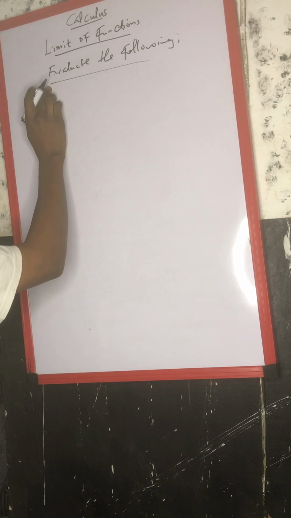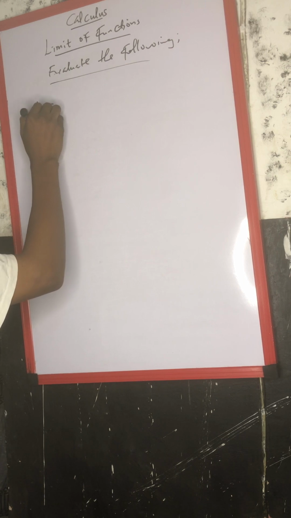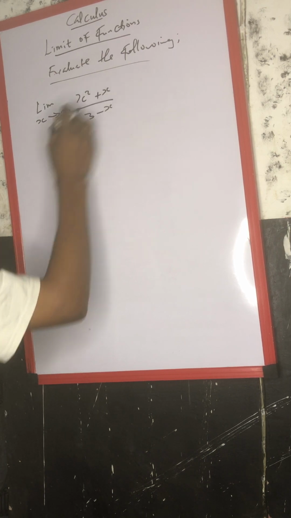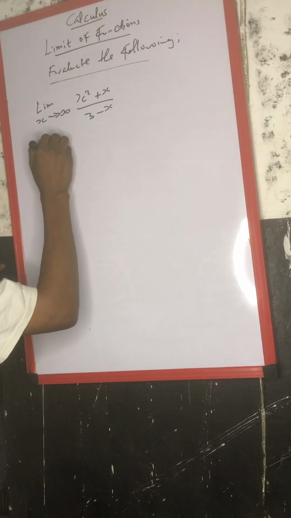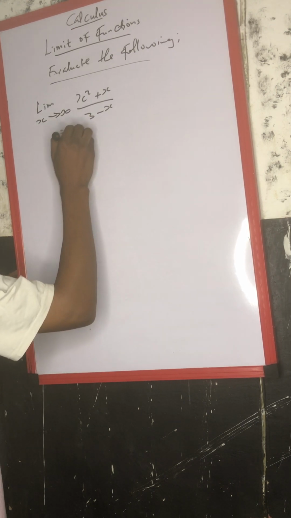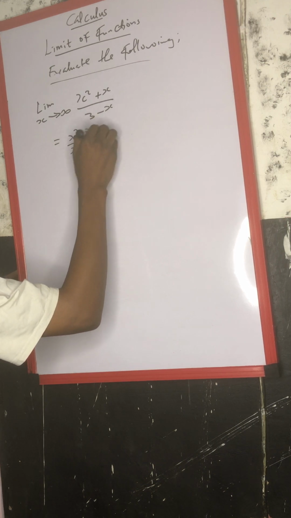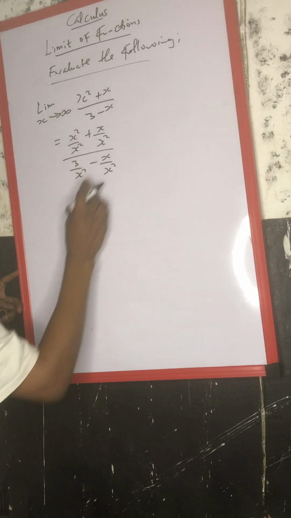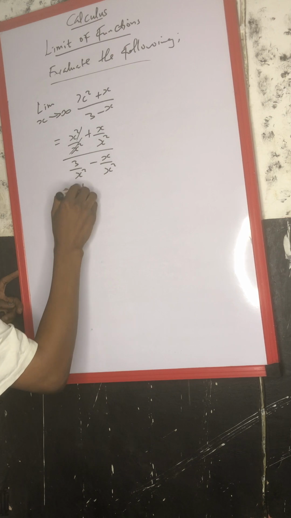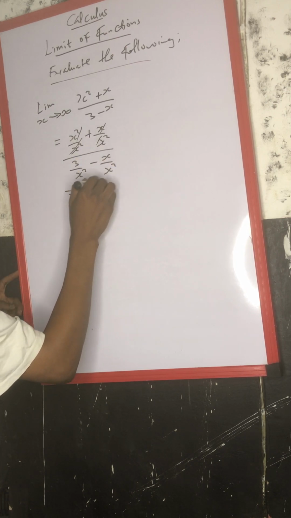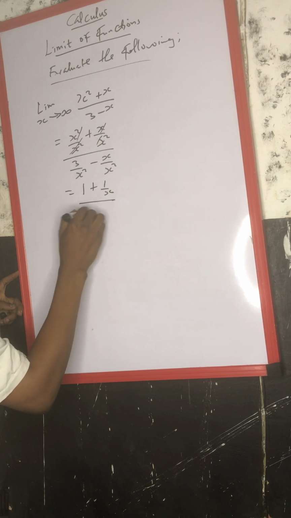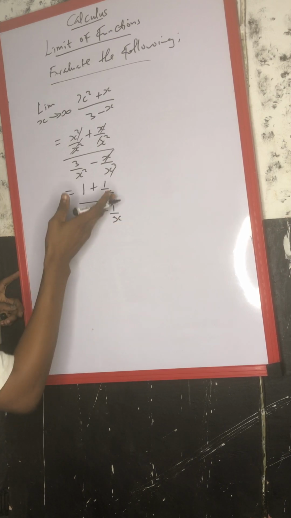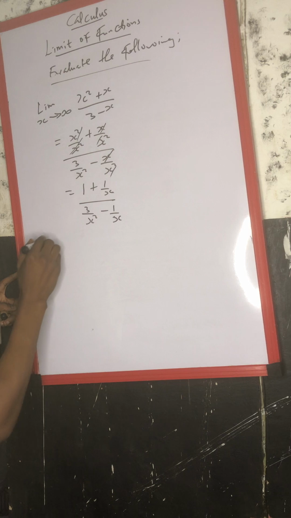Alright, so we have limit of s approaches infinity of s squared plus s, all over 3 minus s. From here, the highest degree is s squared. It becomes s squared over s squared plus s over s squared, over 3 over s squared minus s over s squared. This cancels out this, giving us 1. This goes with this, plus 1 over s, then all over 3 over s squared minus 1 over s. The ones with the variable, you limit them to be 0.